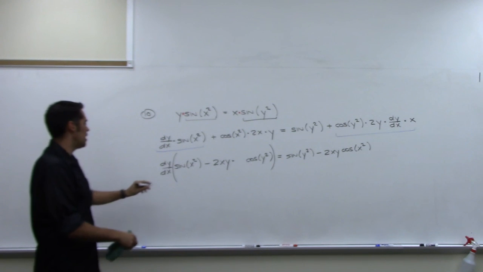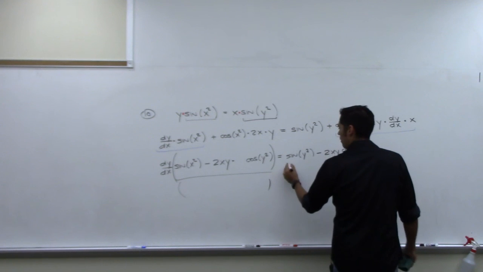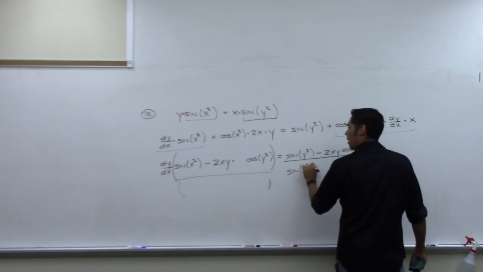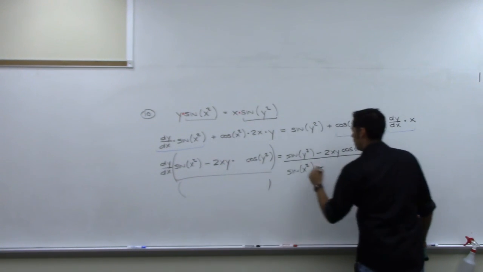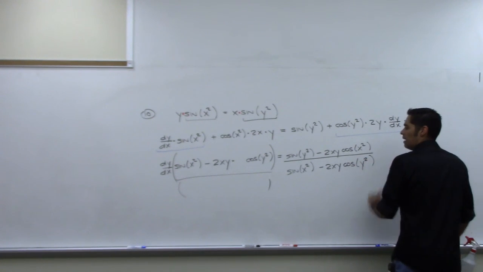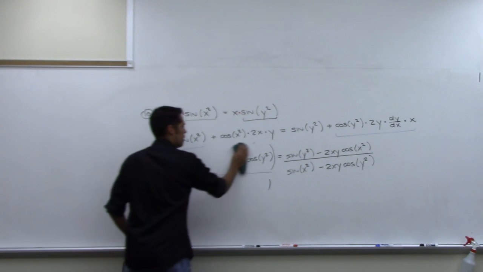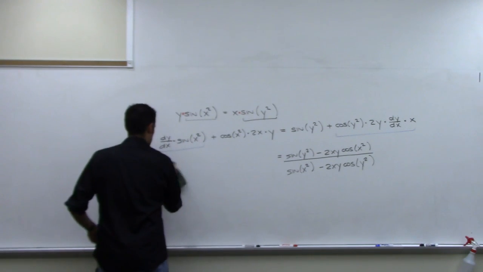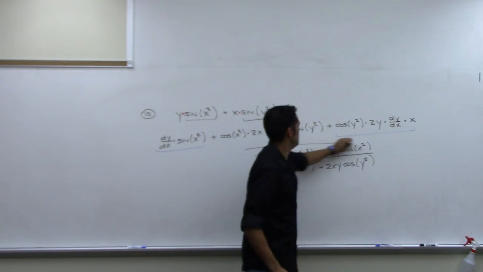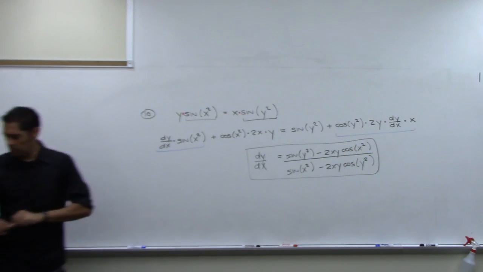And then I divide both sides by this big thing. If I divide this side by that big thing, I get sine x squared minus, this whole thing together is 2xy cosine y squared. And all that would be left over here when I cancel these out is dy/dx. So I get dy/dx is this. All right, I will do a little more later on.